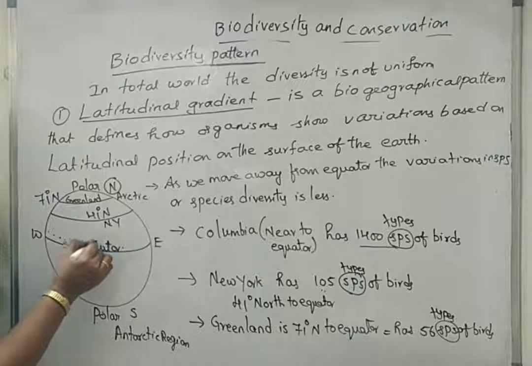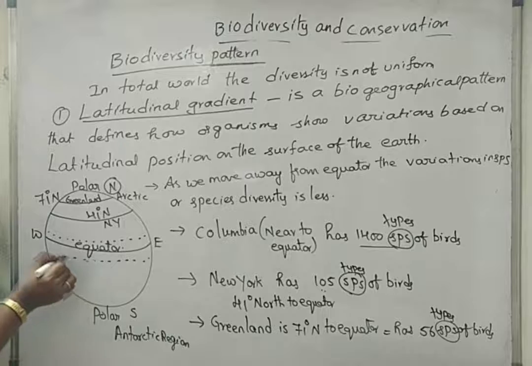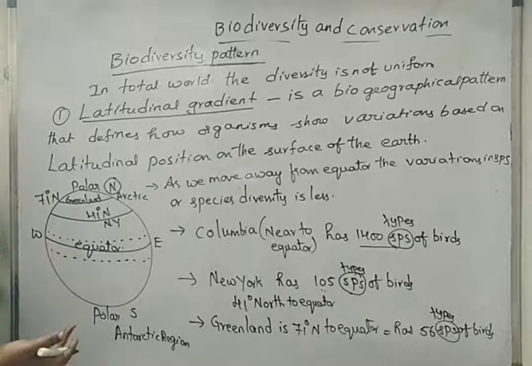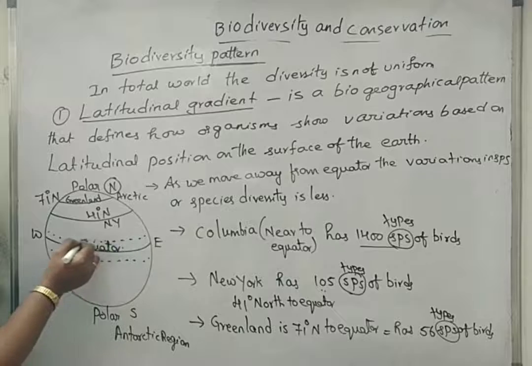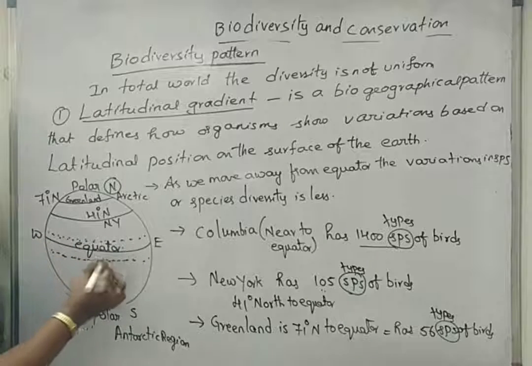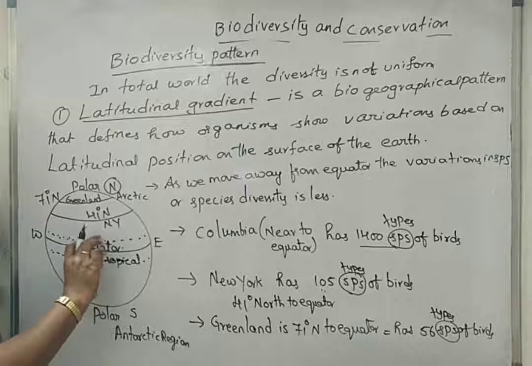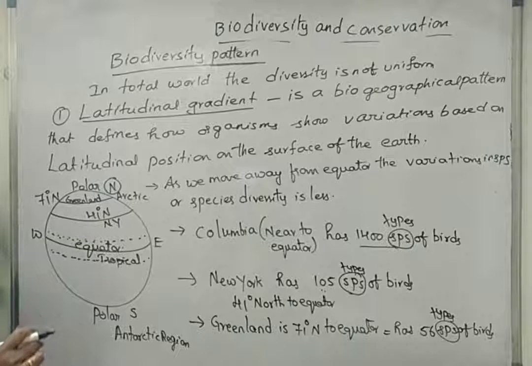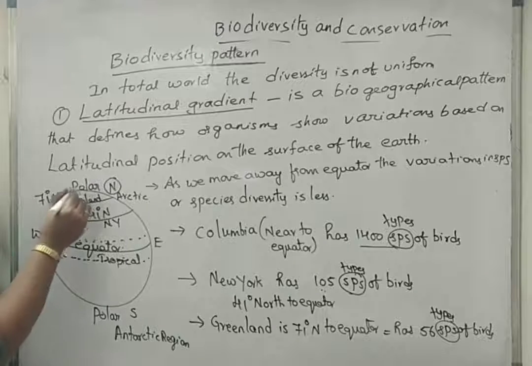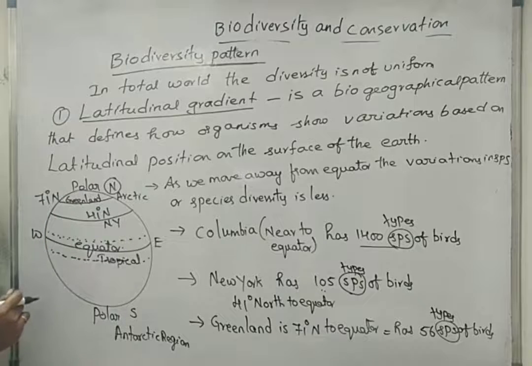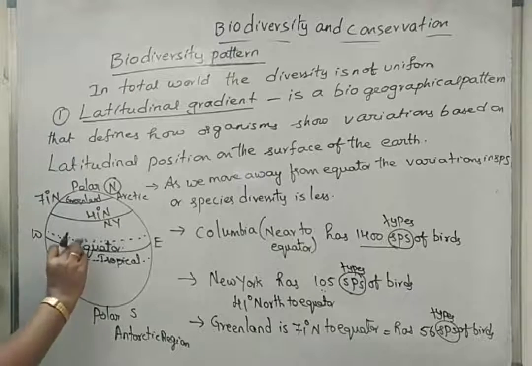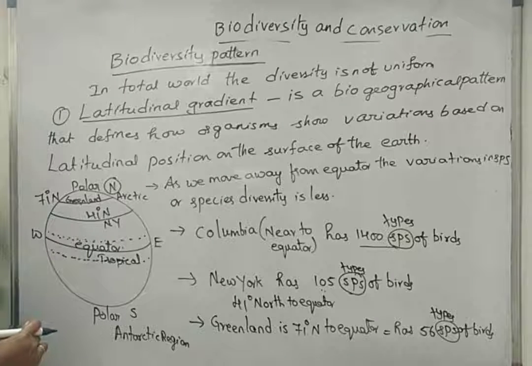There are some areas which are near to the equator, those are called tropical regions. These tropical regions show more and more biodiversity; they have more species diversity. Next, while we are moving towards the polar regions, the regions near the poles are called temperate regions. They have less species diversity. But in the tropical regions, we can take one best example like the Amazon forest, which has very high species diversity.